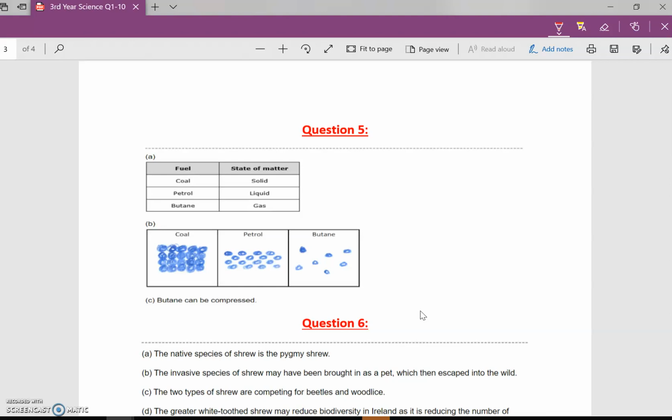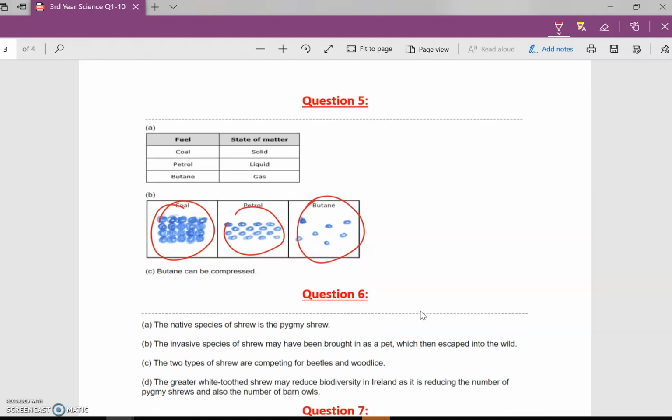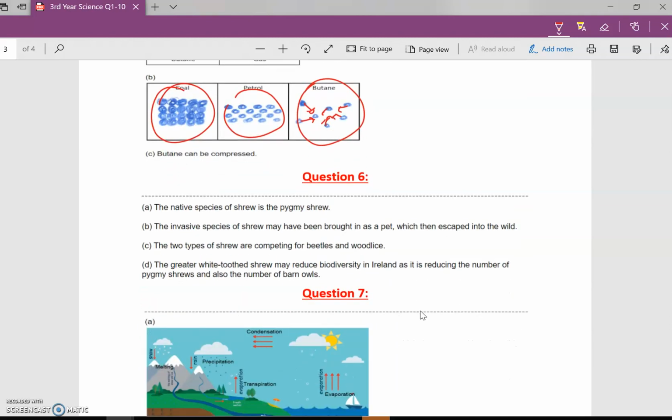Okay. Drawing the diagrams then, you can see again, tightly packed together, then a little bit of space, they can slide over each other, and then in butane, the particles have lots of energy and loads of space between them. And then it asks which of the fuels can be compressed. So butane, because it's a gas, because of all the space between the particles, it can be compressed into a tighter space. In liquids and solids, there isn't enough space to make the particles closer together.